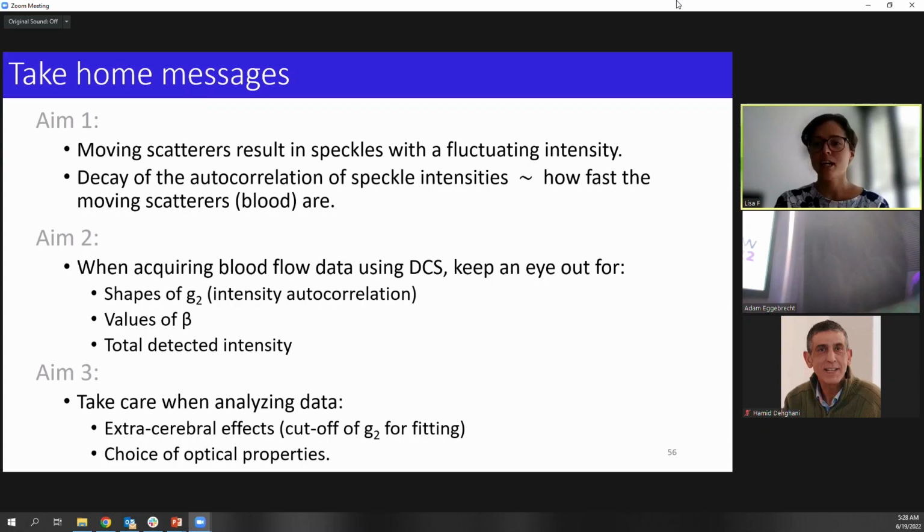So the main aims of this talk were firstly to understand the physics behind the signal in diffuse correlation spectroscopy and how moving scatterers result in speckles with fluctuating intensity. So I hope that that has been covered. In the second aim, I hope that I have been able to talk about when acquiring blood flow data using DCS, that it's important to keep an eye out for the shapes in the intensity autocorrelation, G2, the values of beta, as well as the total detected intensity. And finally, to be able to take care when analyzing data, of the extracerebral effects, such as the cutoff in G2 for fitting and the choice of optical properties.